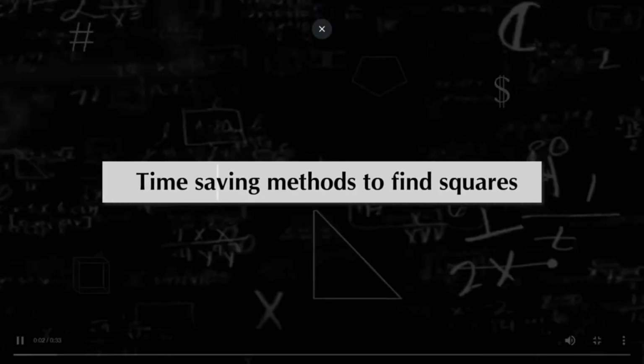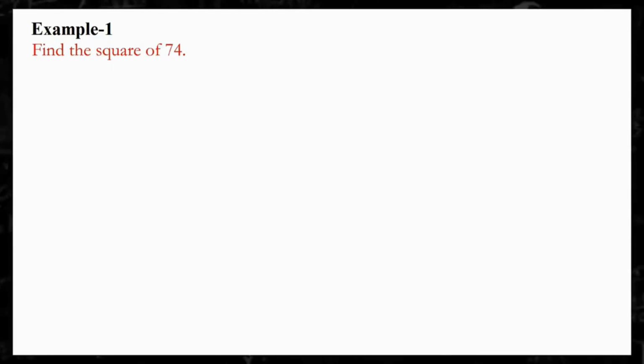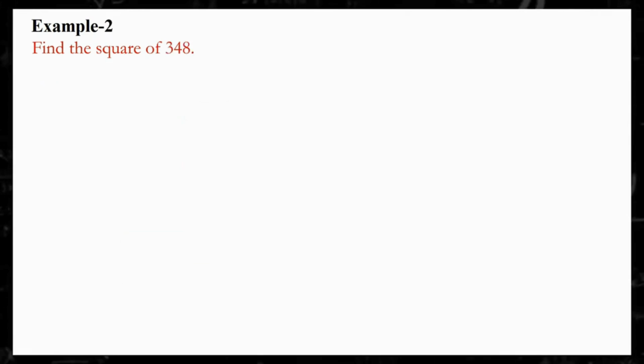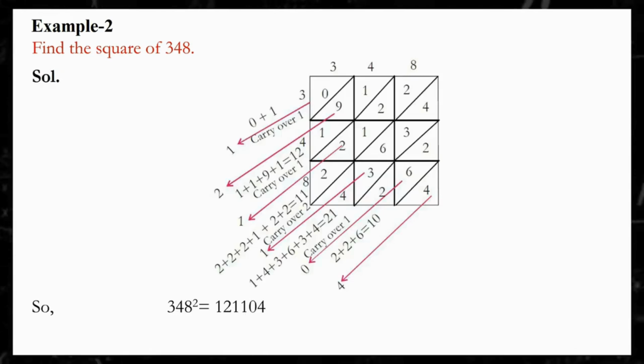Time-saving methods to find squares. Example 1. Find the square of 74. Solution. This is shown as, so 74 square is equal to 5476. Example 2. Find the square of 348. Solution. This is shown as, so 348 square is equal to 1,21,104.